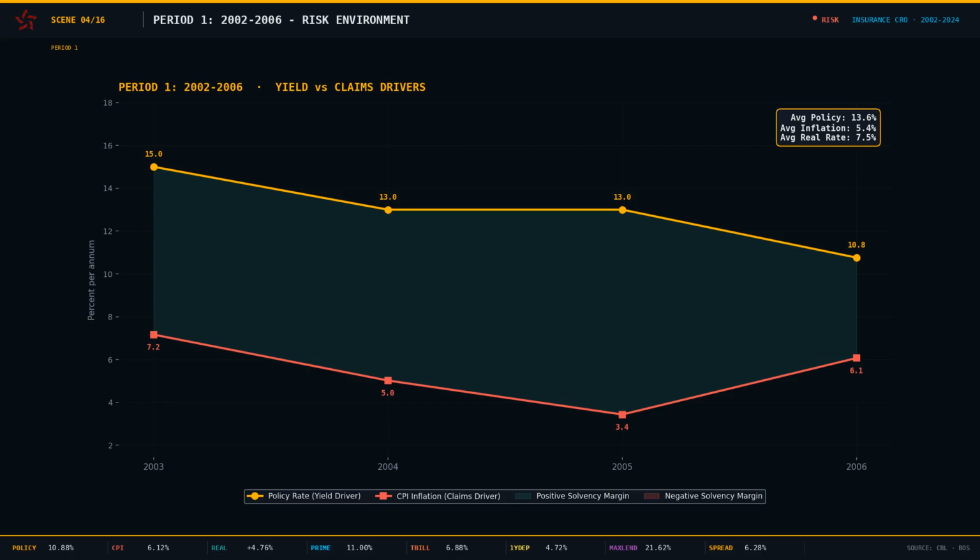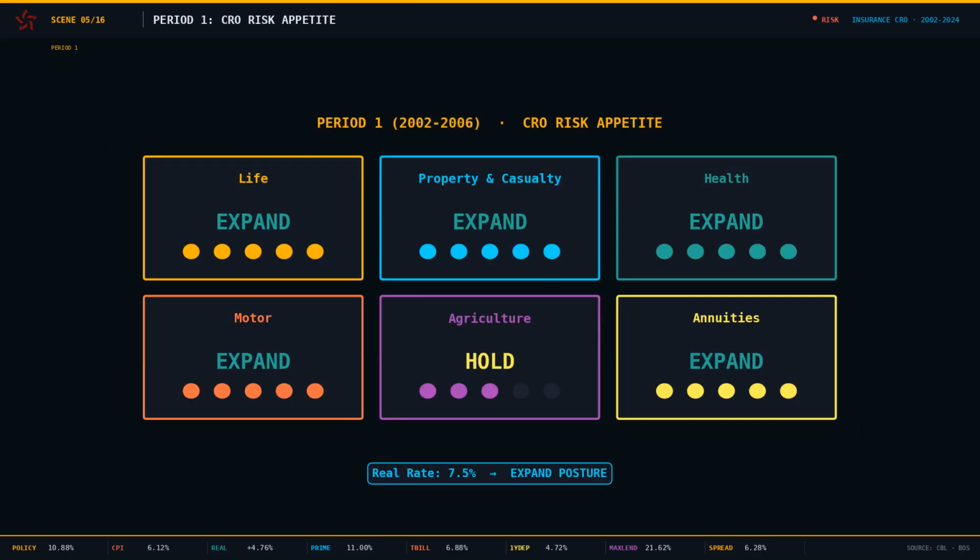For an insurer, this was a golden underwriting era. Investment yields on government bonds exceeded claims inflation by a wide margin. Reserve portfolios compounded rapidly. Solvency strengthened every year. With a 7.5% real rate, the CRO opens every line.